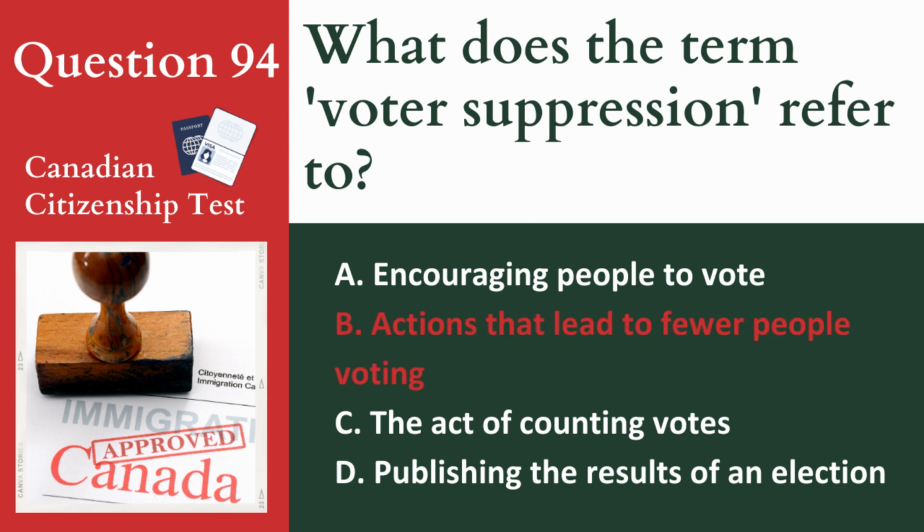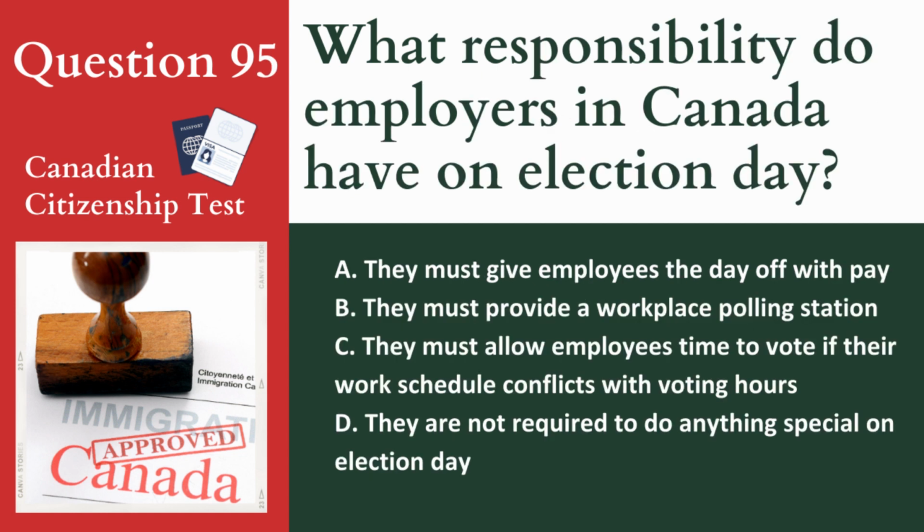Answer. B. Actions that lead to fewer people voting. Voter suppression involves any strategy that discourages or prevents people from exercising their right to vote. Question 95. What responsibility do employers in Canada have on Election Day?